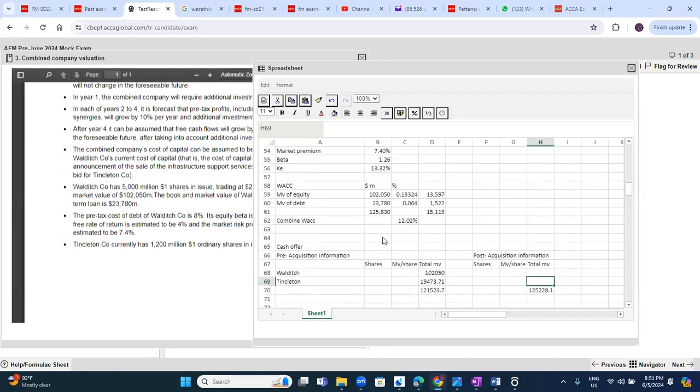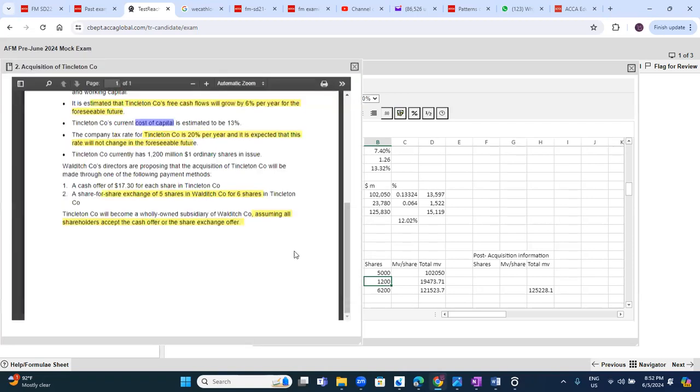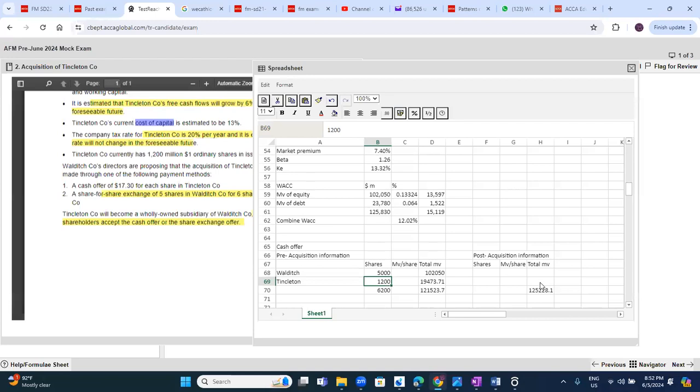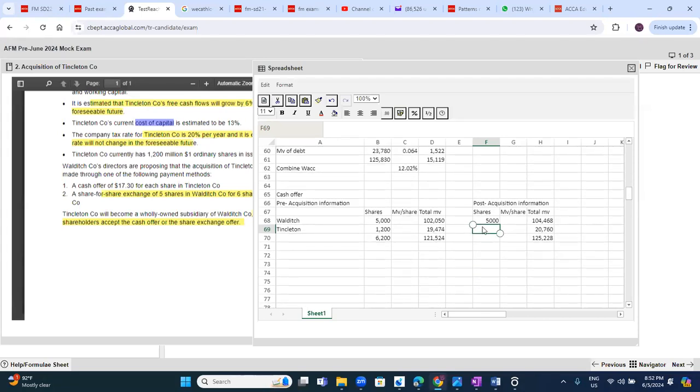Okay, how much cash you are offering? What are the shares? 1200 shares. And the share of this company is 5,000 million. How much we are offering? 17.3 for each share. 1200 into 17.3. That is the amount which we are offering to the 10 company. So what is the remaining amount? Number of shares of acquirer will always remain same. Are you offering new shares to the target company? No. We are not offering any shares to the target company.